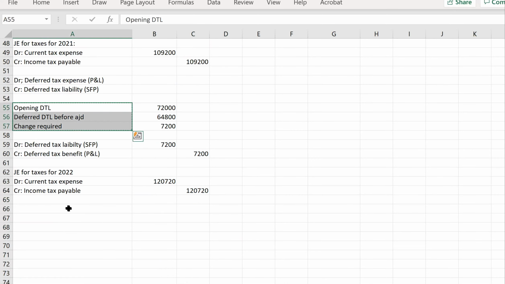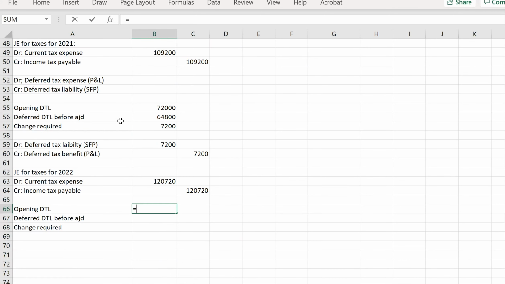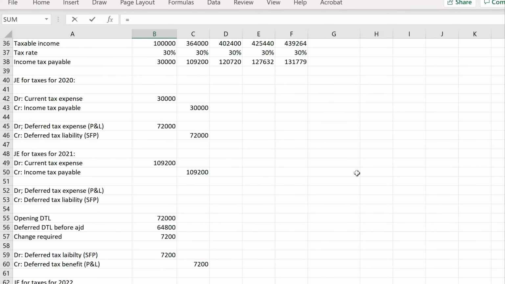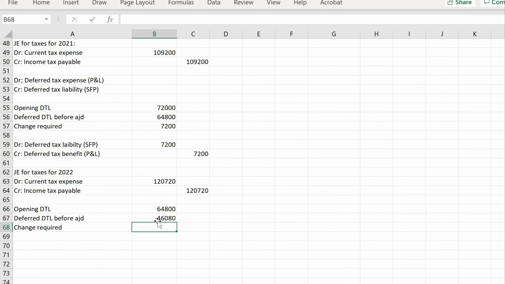So let's do our deferred tax rec here. We need to really be cautious of the fact that this is the change in the account. So what is our opening deferred tax? Well, it's 64,800. Remember how we had adjusted it to make sure it was that balance. What do we want it to be? We want it to be, let's look up here at our schedule. Now we want it to be 46,080.